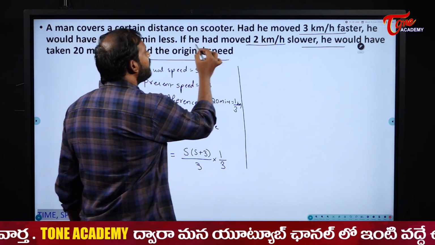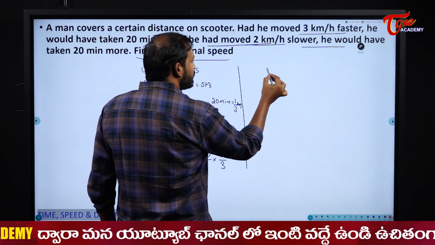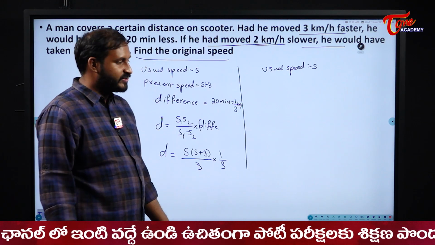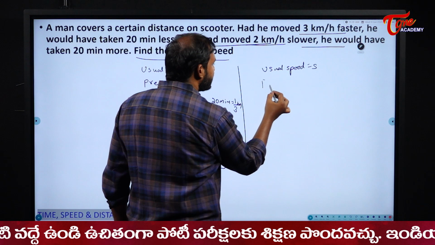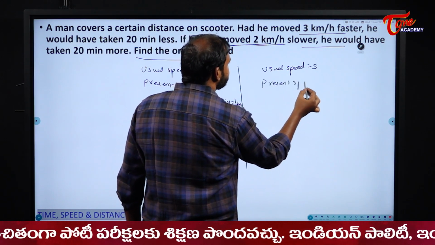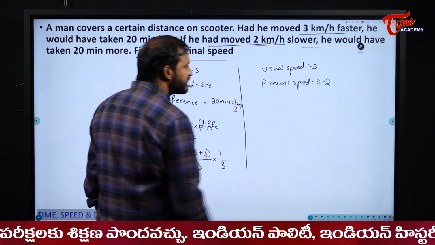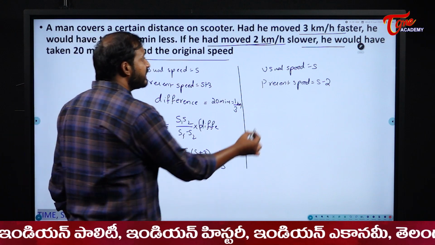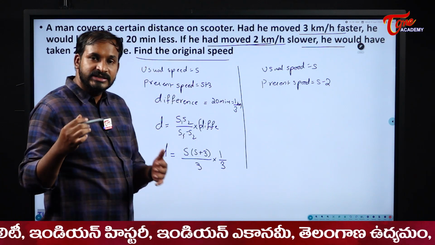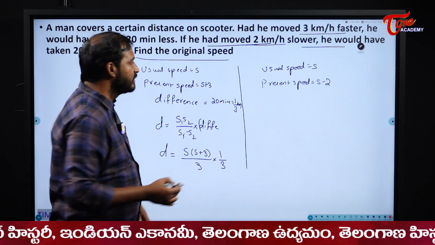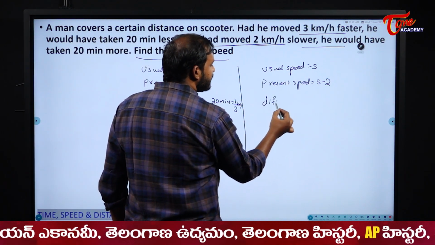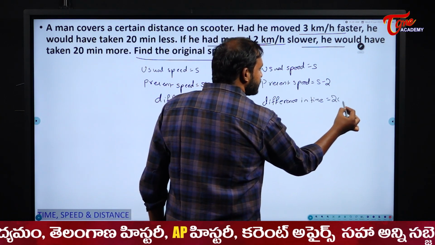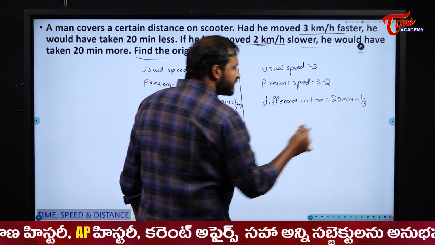If he had moved 2 kmph slower, I am writing one more case, students. If his usual speed is some S, what will be his present speed? According to the second case, his present speed will be S minus 2, because he is moving 2 kmph slower. He would have taken 20 minutes more, so the time difference is still 20 minutes, which I can write as 1 by 3.